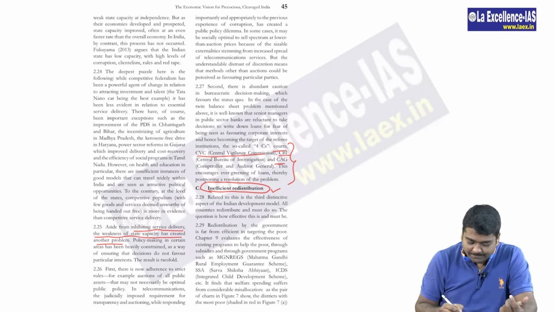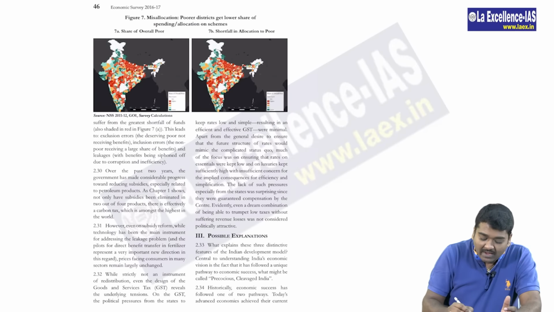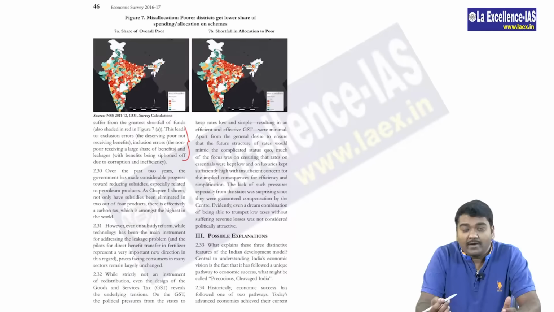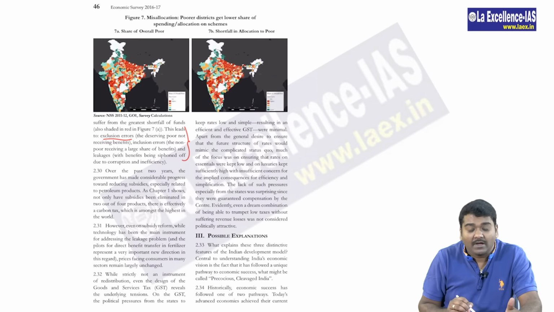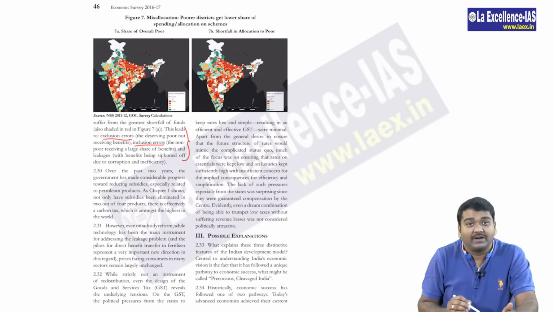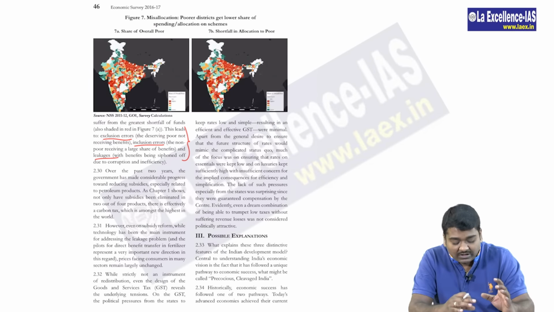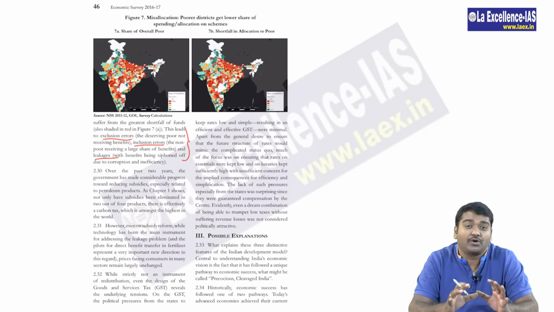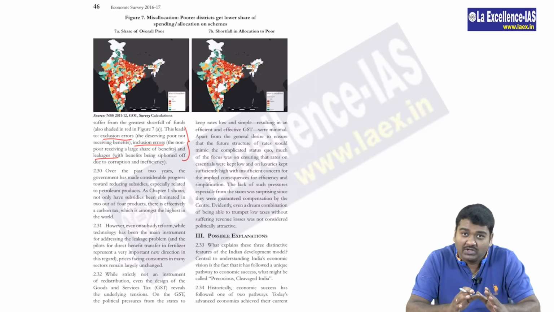Because of this, there are 3 major problems. In areas where poor people are more, there are exclusion errors, and where poor people are fewer, inclusion errors, and in both places there are leakages. So you have to write these points whenever you are talking about DBT, Aadhaar and all, and why it is beneficial.